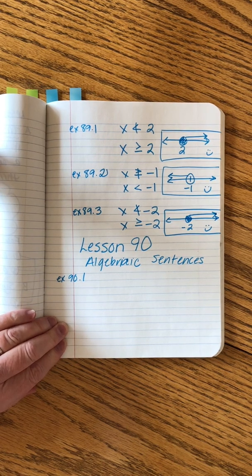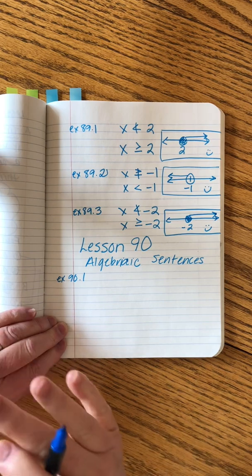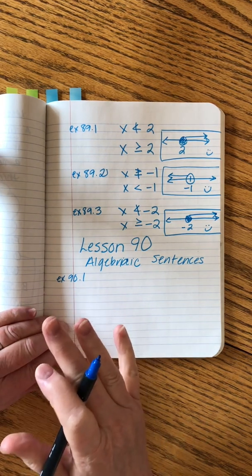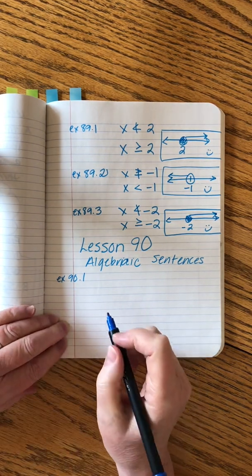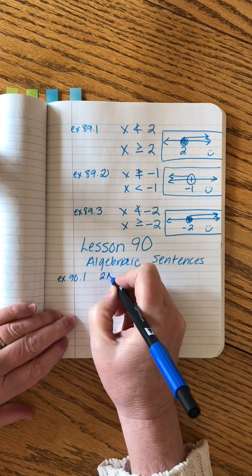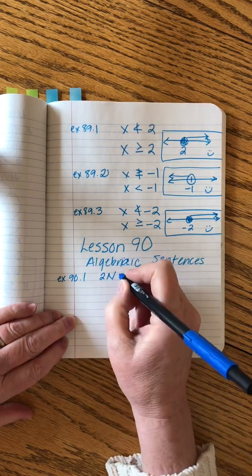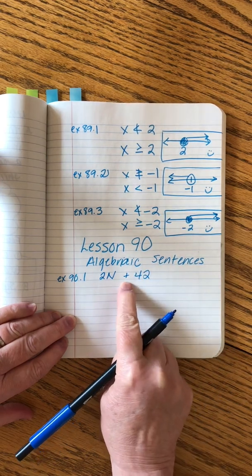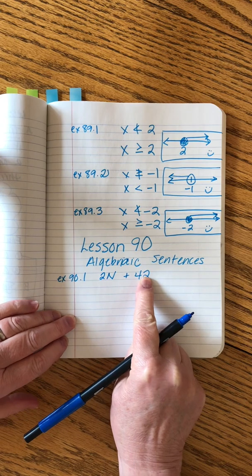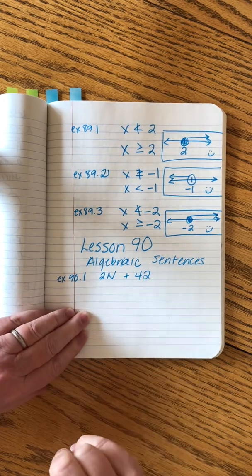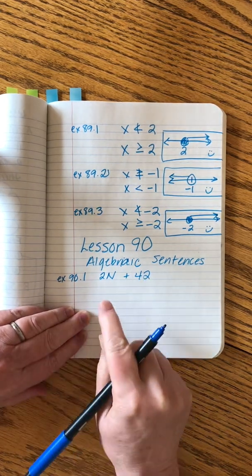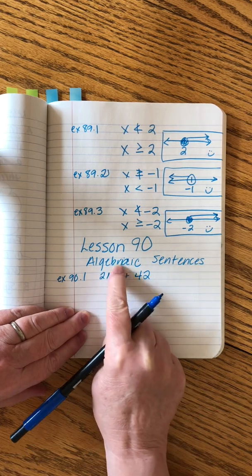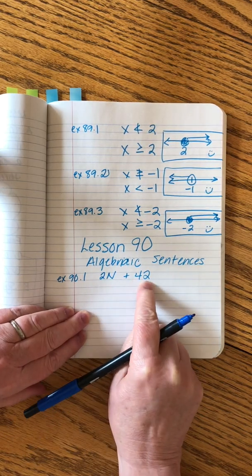The sum of twice a number and 42 is 128. Okay, let's break it down. The sum, okay, that means we're going to add twice a number and 42. The sum of twice a number and 42. What's hard about that is first it says sum, which means add, but we have to take into consideration the twice a number part before we add it to the 42.